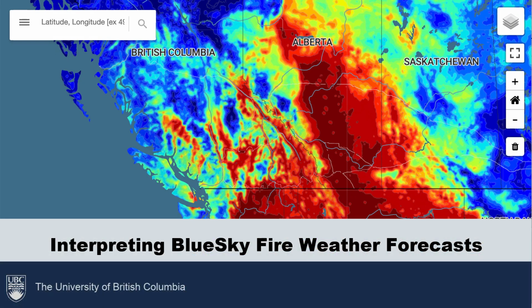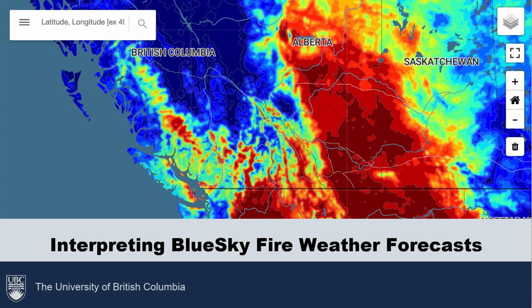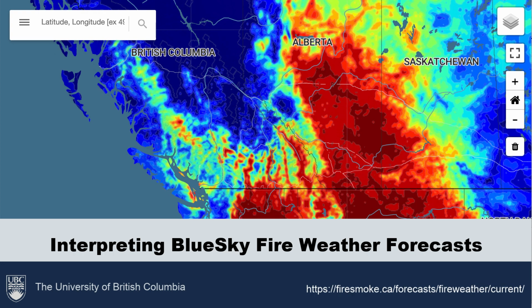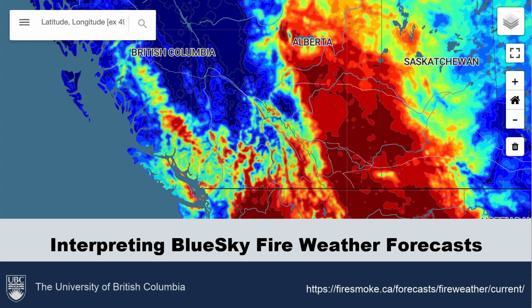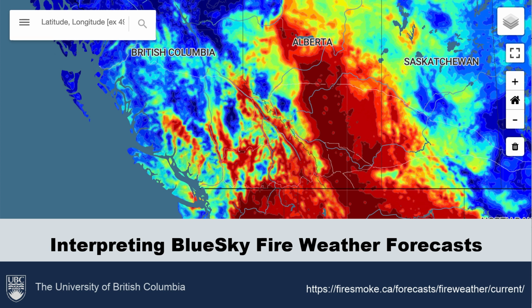Welcome to Interpreting BlueSky Fire Weather Forecasts. This tutorial is designed to showcase our fire weather forecast map, found at firesmoke.ca/forecasts/fireweather/current. At the end of this video, you'll be able to recognize map features and understand how to apply our forecast to real fire conditions and behavior in Canada and the United States.